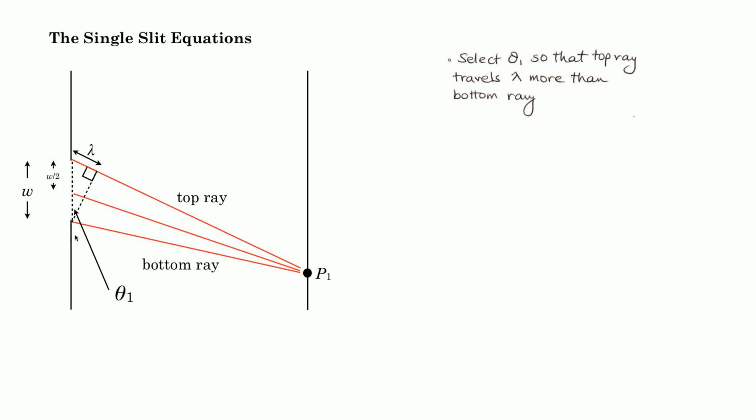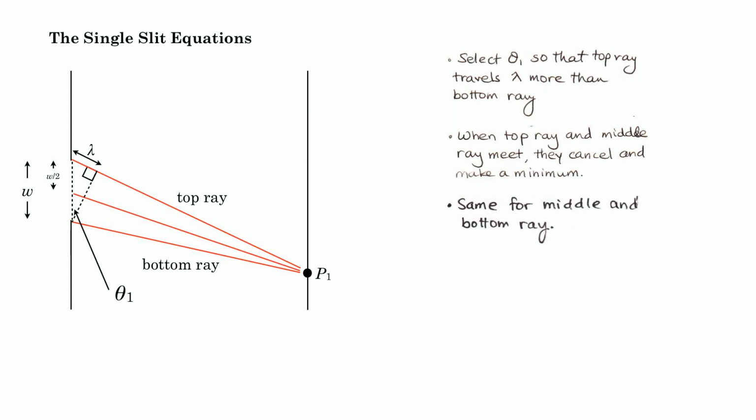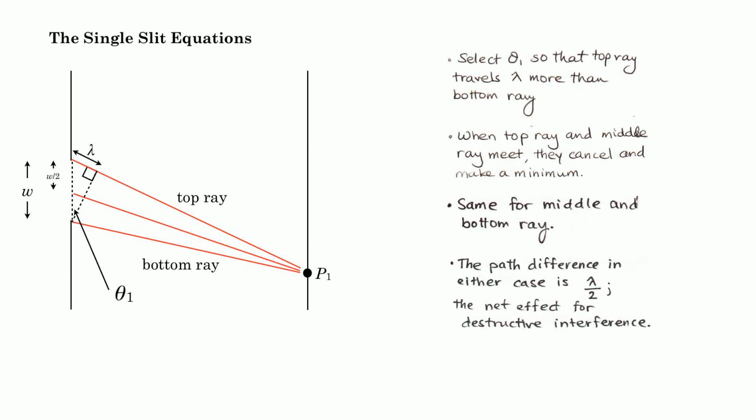And we're going to select theta so that the top ray is exactly one wavelength longer than the bottom ray. Okay? So we're selecting theta such that we're imposing this. The top ray is constructively interfering with the bottom ray. All right. When the top ray and the middle ray meet, they cancel each other out. So because these would be destructively interfering, the top and the middle cancel each other out. Same for the middle and the bottom. The path difference then, in either case, is lambda by 2.